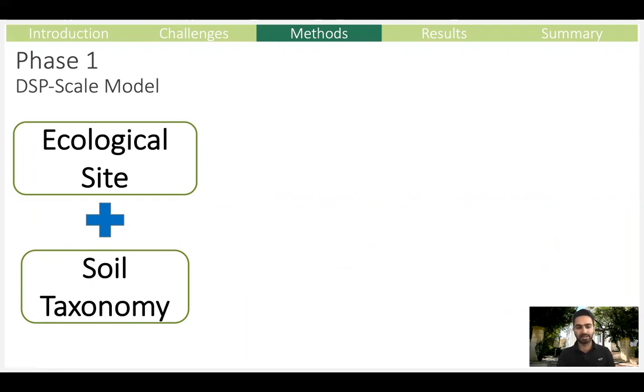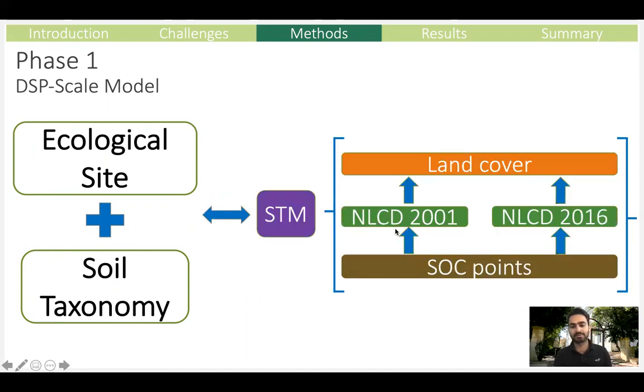First was strategy making. For strategy, ecological site and soil taxonomy both capture the spatial aspect of soil organic carbon, like how it's distributed spatially. For the temporal aspect, we will be including the changes of land cover, like land cover from two different time periods, and the changes between them will represent the temporal aspect of changes in the soil organic carbon.